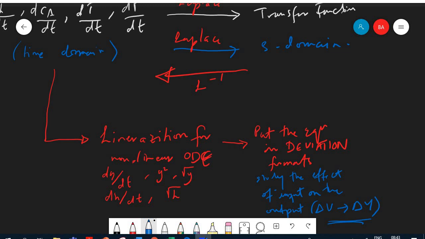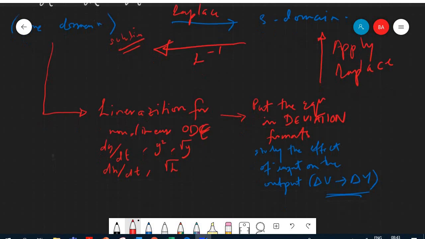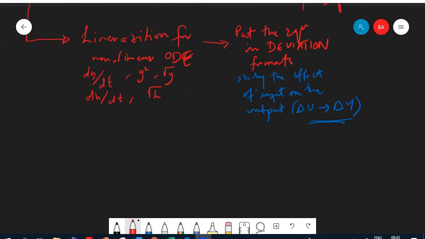Okay, and after that, we are going to continue with our step and apply Laplace. And then we can apply Laplace inverse to go back to the solution, which is in the time domain. So these are the steps that we are going to go through. We already studied the Laplace and the Laplace inverse part, so we did this part here. And what we want to do now is the linearization and the deviation format, to get the transfer functions.